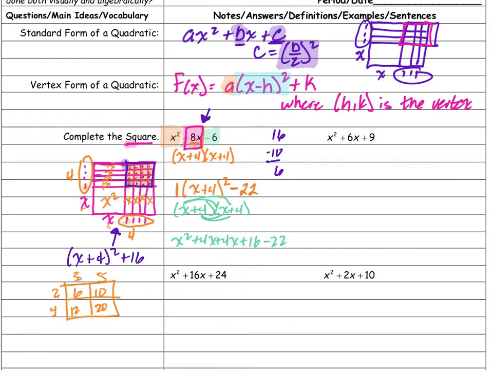When I combine all my like terms, this is what I want to do: when I multiply whatever I decide my right formula is back out, I should get my original equation. So I've got x squared plus 8x. Okay, that one's right. And 16 minus 22 is negative 6. So this is my equation in the vertex form. Don't worry, we're going to do it again.